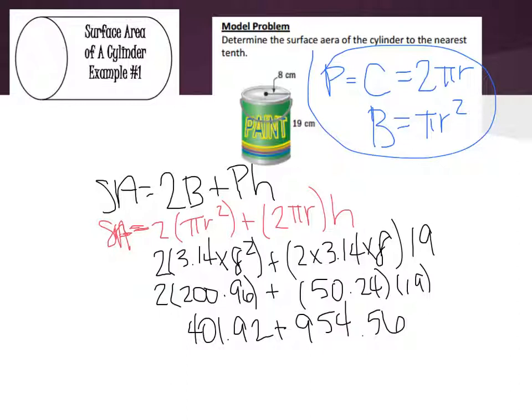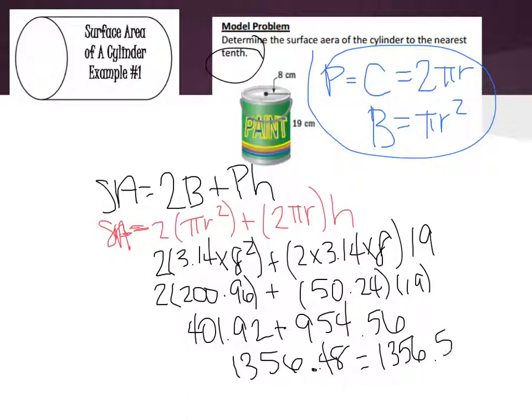When we combine our top and our bottom of our paint can and the distance around the outside where the label is, we get a surface area of 1,356 and 48 hundredths. And it tells us to round to the nearest tenth, so this would be 1,356.5, and we're measuring in centimeters. Since it is area, it is centimeters squared.